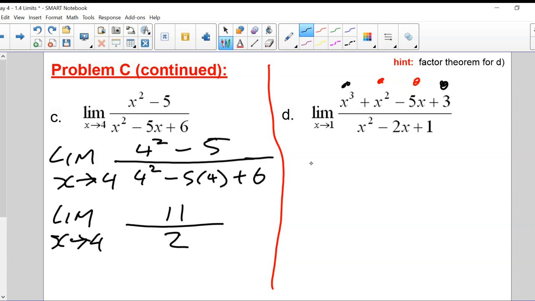So let's see. Let's try 1 cubed plus 1 squared minus 5 times 1 plus 3. Let's see if that works. Everybody's on the same page with me here, hopefully. Well, Danny, how did you get that already? I don't know if that's right or not. Danny seems to think that he has the answer, but we'll see. Well, 1 plus 1 would be 2, plus 3 is 5, minus 5. So we know that 1 works, so x minus 1 is a factor.